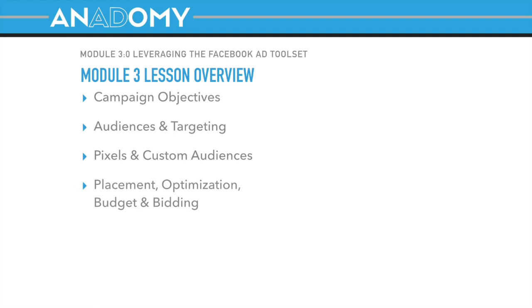Next, we'll talk about placement, optimization, budgeting, and bidding. Now that's a lot to cover in one lesson, but placement is very important. You'll see drastic conversion rate differences between mobile devices and desktop devices for different campaigns. It's also very important to understand how Facebook will bill you for your advertising. So we'll talk about budgeting and billing. And finally, we'll talk about some advanced bidding strategies to help you get your cost per click and your cost per impression as low as possible.